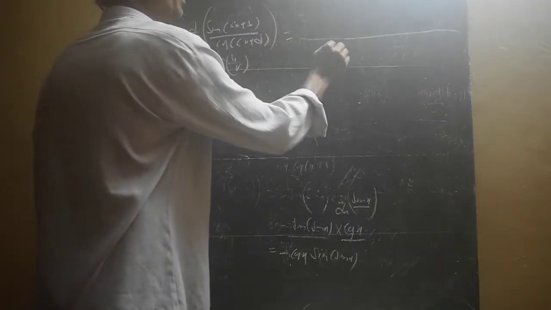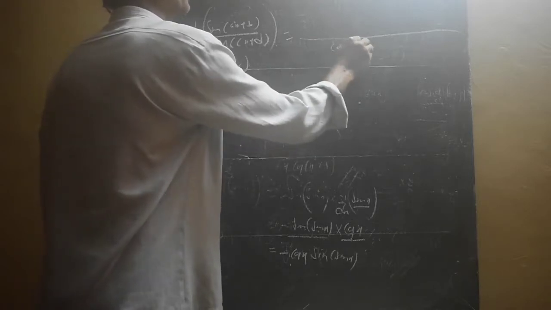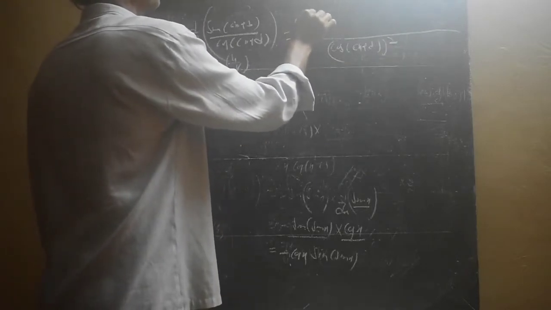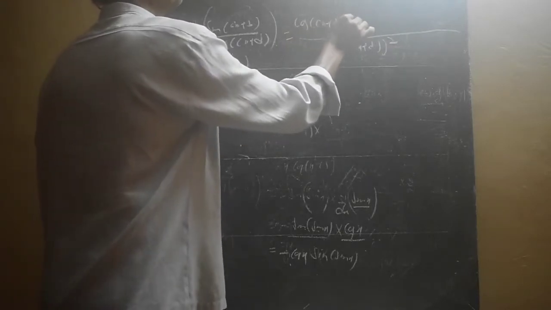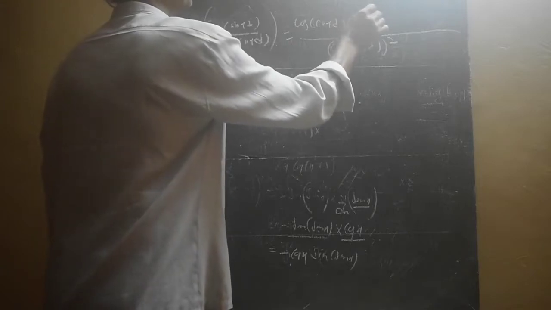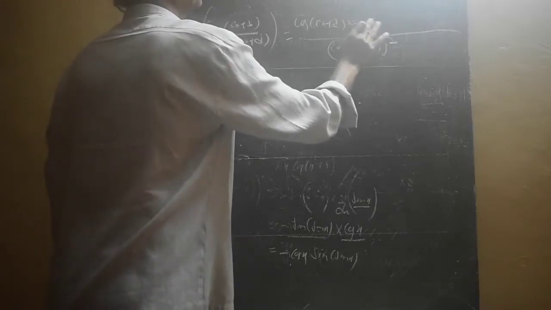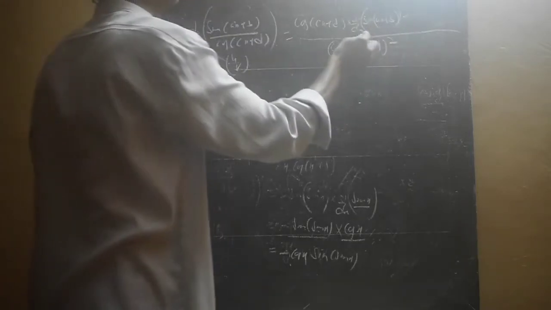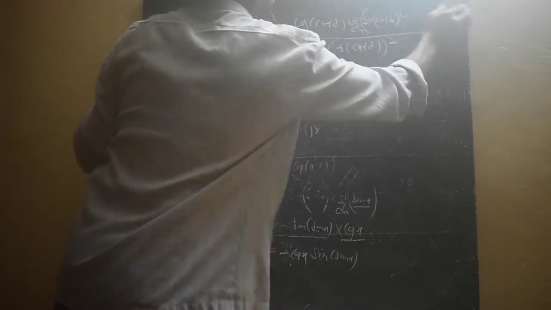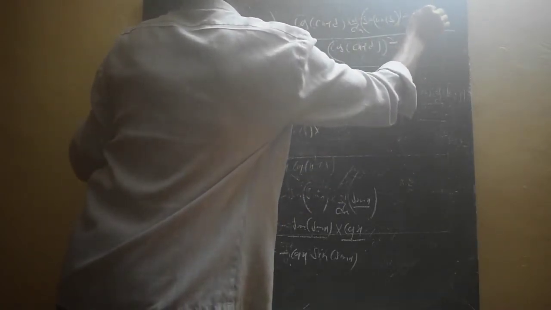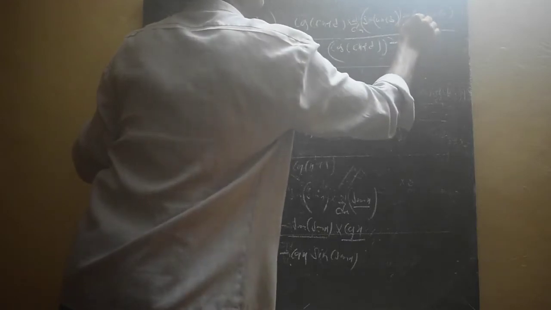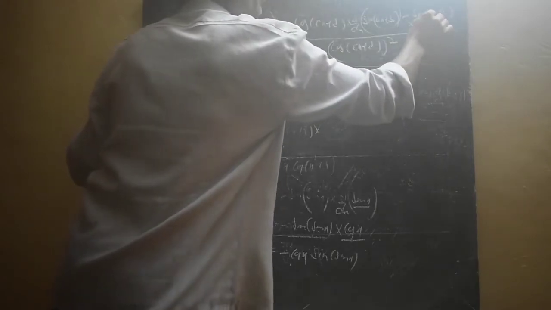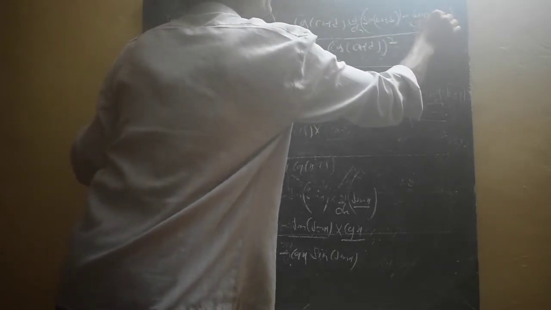What does the quotient formula say? In the denominator, the whole square: cos of cx plus d the whole square. In the numerator, cos of cx plus d into d by dx of the numerator sin of ax plus b, minus the numerator sin of ax plus b into d by dx of cos of cx plus d. No?